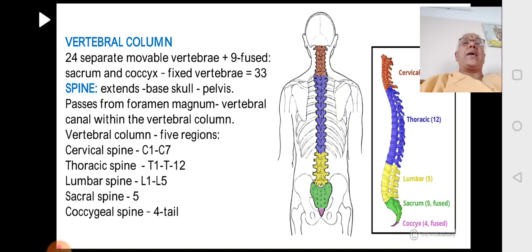Next is the lumbar vertebrae. 5 of them are there. Then you have the sacrum, 5 of them. Then the last one, coccygeal, where you find 4 vertebrae are present. So in the cervical region 7, that is the neck region, followed by thoracic 12, lumbar 5, and sacrum 5, coccyx 4.